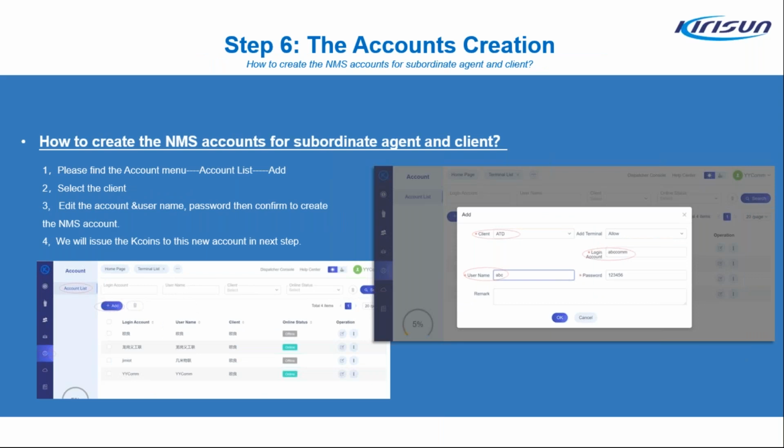Step 6, the account creation. How to create the NMS account for subordinate agents and clients? First, please find the account menu, then account list, then add. Second, select the client, edit account and username, password, then confirm to create the NMS account. We will issue the key coins to this new account in the next step.